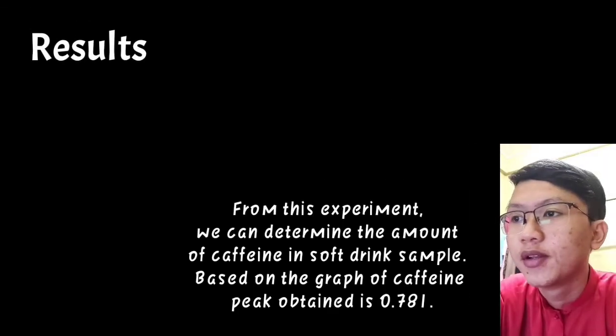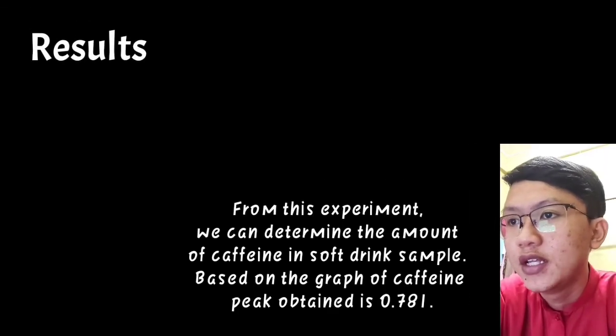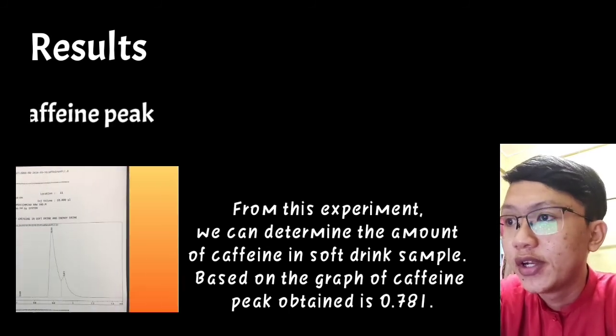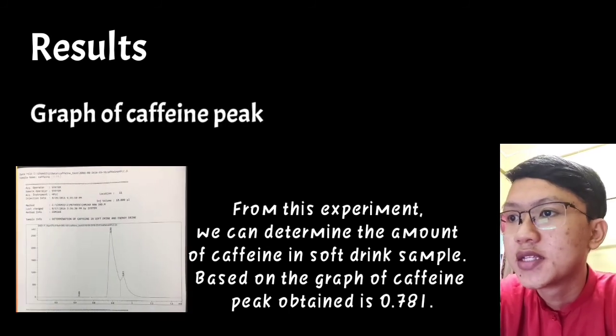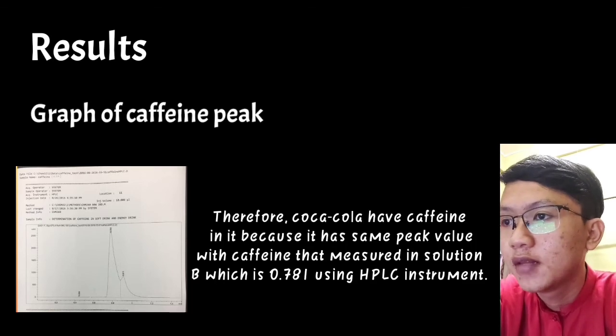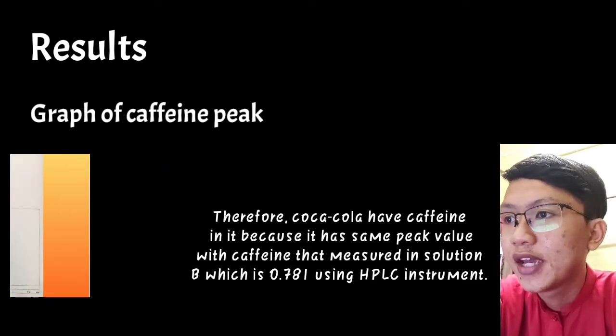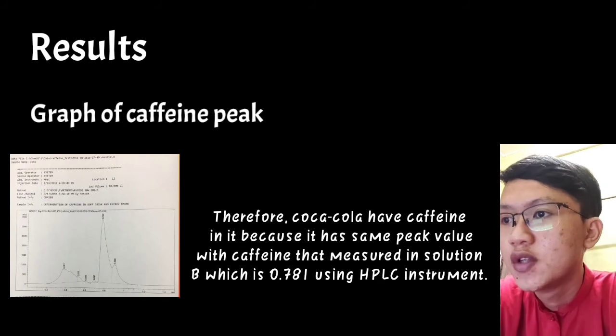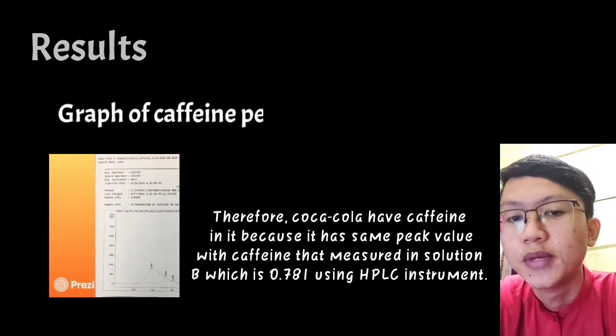From this experiment, we can determine the amount of caffeine in the soft drink sample. Based on the graph, the caffeine peak obtained is 0.781. Therefore, Coca-Cola has caffeine in it because it has the same peak value as the caffeine measured in solution B, which is 0.781, using the high-performance liquid chromatography instrument.